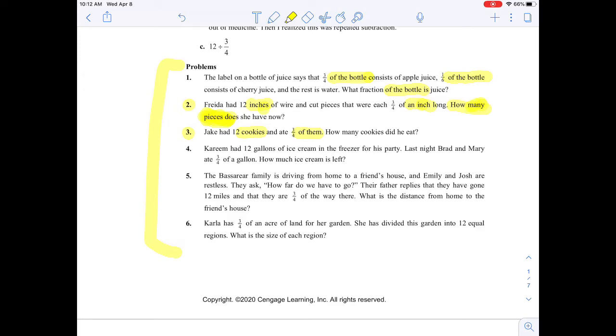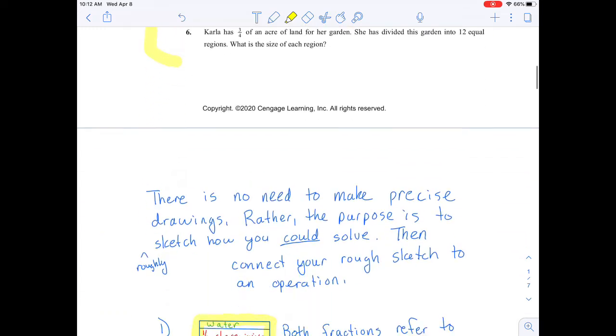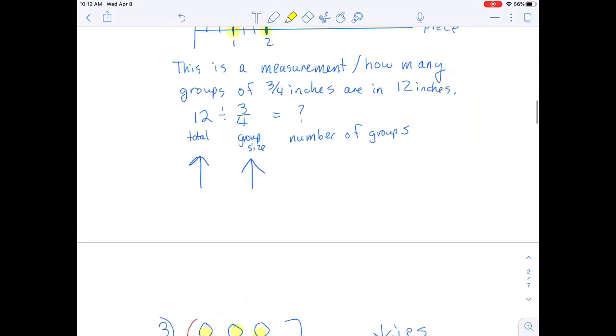Okay, number 4. Kareem had 12 gallons of ice cream in the freezer for his party. Last night, Brad and Mary ate 3/4 of a gallon. How much ice cream is left? 12 gallons, 3/4 of a gallon. How much ice cream? That's going to be gallons of ice cream. So let's have a look at our picture here with all of our matching units.